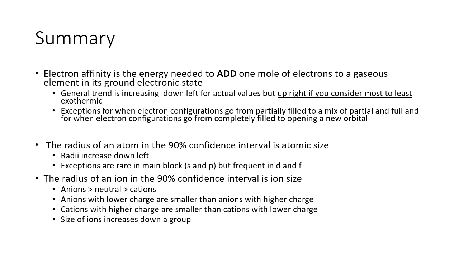A radius of an ion is the 90% confidence interval of that ion size. Anions are larger than neutral atoms, which are larger than cations. So that means anions with lower charge are smaller than anions with higher charge. Cations with higher charge are smaller than cations with lower charge. And the size of ions goes up as you go down a group, which is exactly what you would expect.